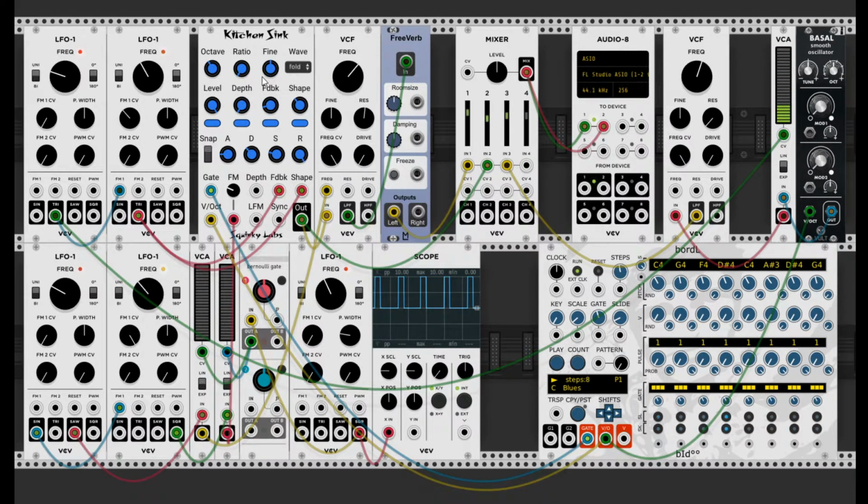The sound coming from kitchen sink is sent through the VCF, and the low-pass filter output is sent to reverb, and the direct output of kitchen sink is sent to the mixer as well as the reverb. So here in the mixer we mix the filtered VCF plus reverb part of the sound from kitchen sink, and the unchanged sound from kitchen sink, unchanged after modulation, of course.